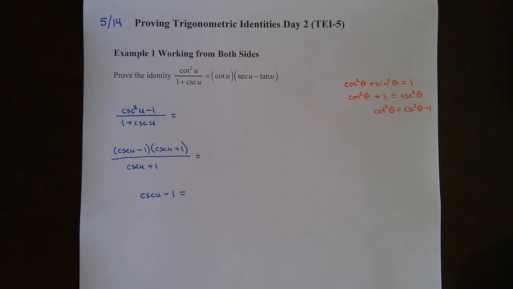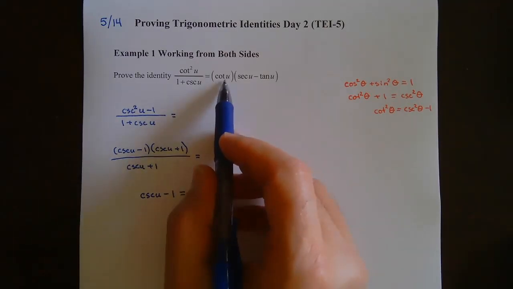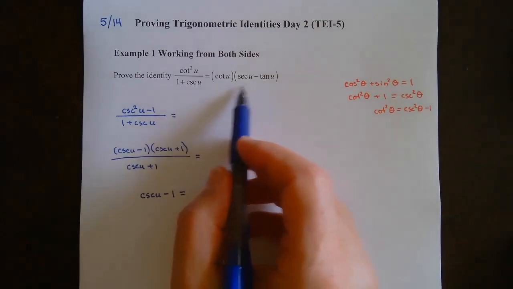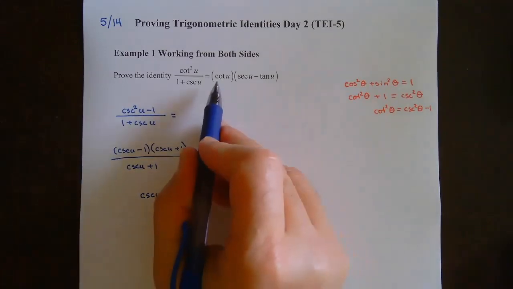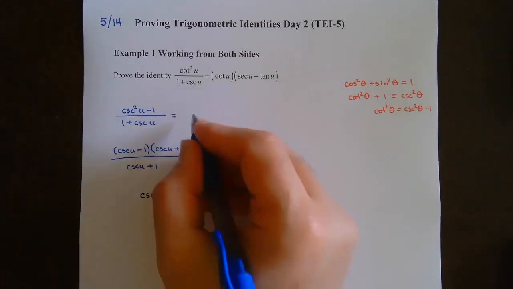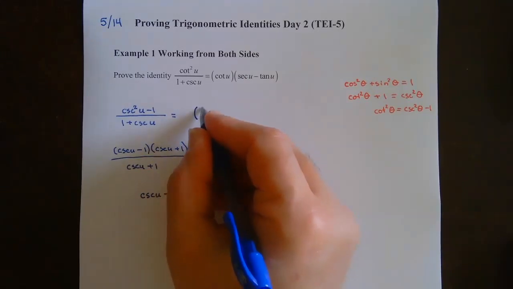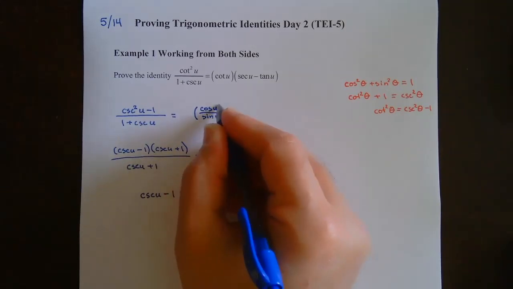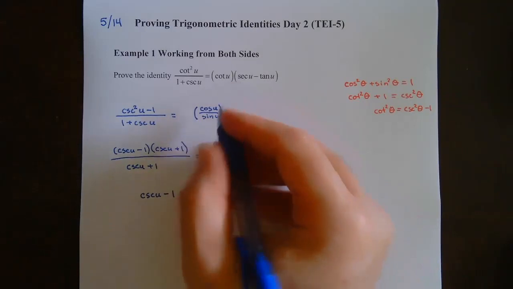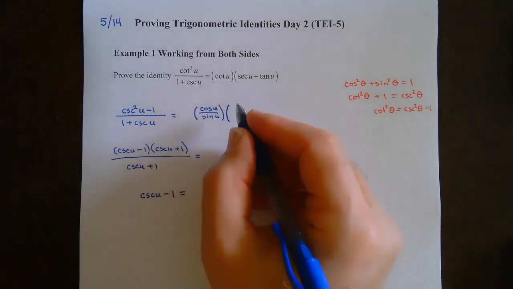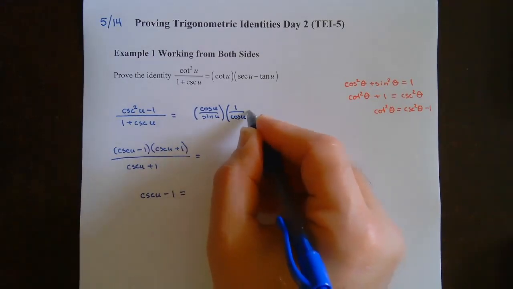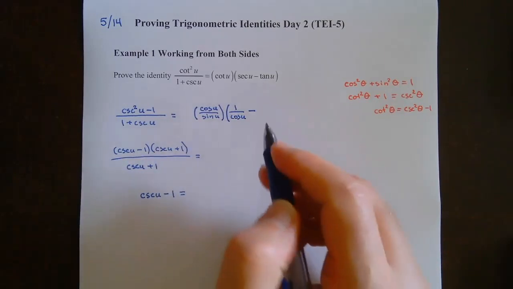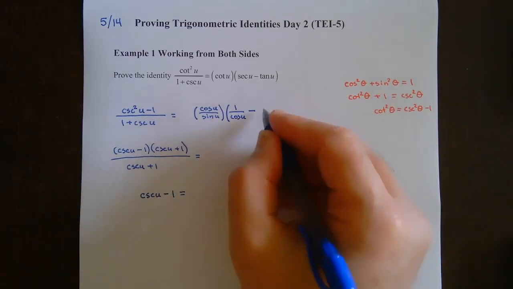All right, so back over here, we have cotangent u, and so we could change these to sines and cosines. This cotangent u could be rewritten as cosine u over sine u. And then secant u could be written as 1 over cosine u. And then minus, and then tan u could be written as sine u over cosine u.